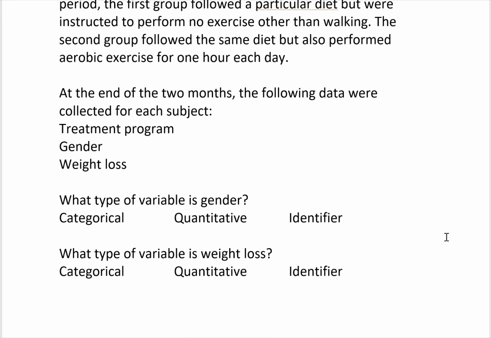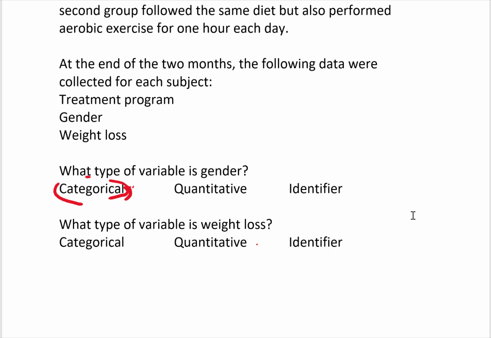What type of variable is gender? Gender is a categorical variable, puts the subjects into categories. What type of variable is weight loss? Weight loss is going to be quantitative, and of course the units there will be pounds.